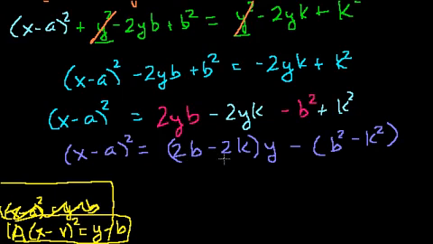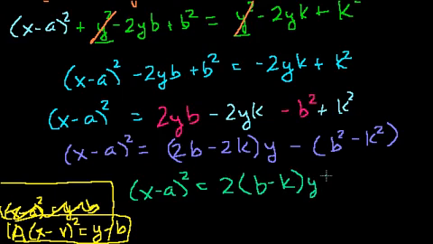Yeah, I can factor out a 2. So then the whole thing becomes x minus a squared is equal to 2 times b minus k times y minus, and now this is the difference of squares, this is b plus k times b minus k. You might want to review factoring polynomials if that doesn't look familiar, but this is b plus k times b minus k.